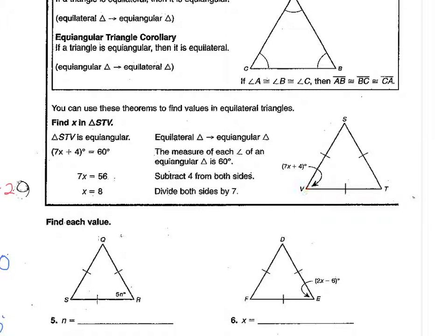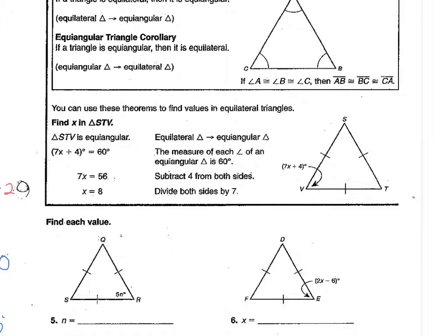Would that be the same as the other angles? That is true. And how much is that? Do any of you know how much that is? 180 divided by 3 equal angles. 60. So every time you have an equilateral triangle, each one of the angles is going to be 60 degrees.